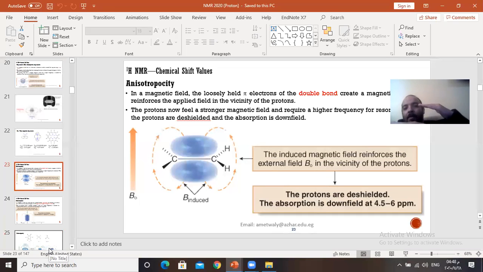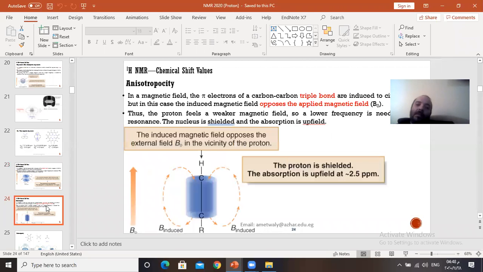The electrons of the pi bond also have some anisotropy and they make another magnetic field. This magnetic field inside the bond is against the applied field and outside the bond is with the applied field. So the protons present on the outside get a huge effect, making them much more downfield, appearing at maybe 4.5 to 6 chemical shift.